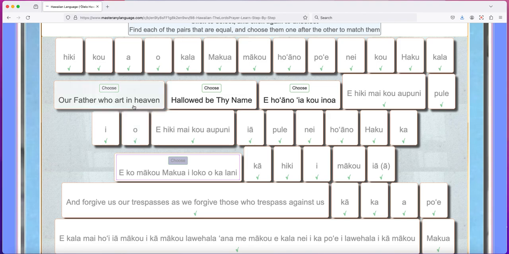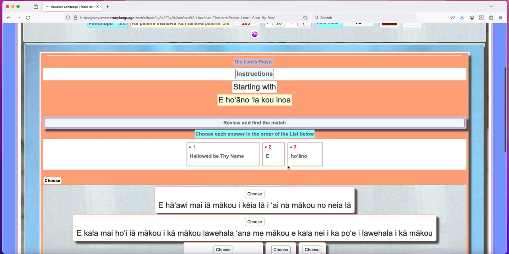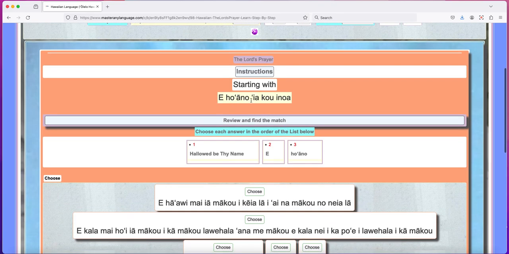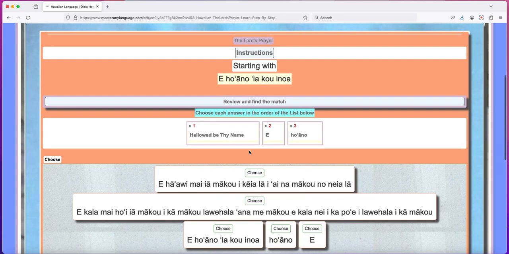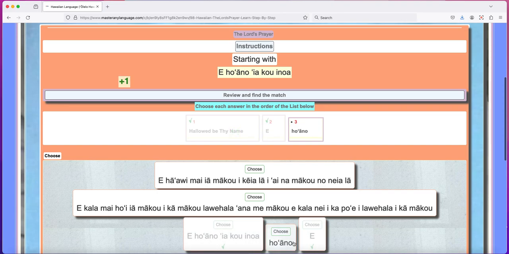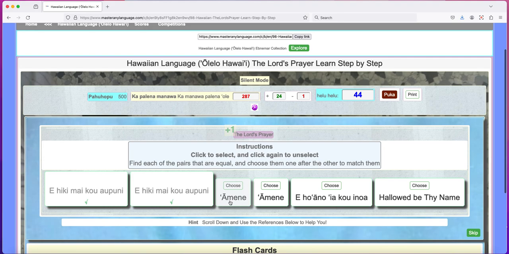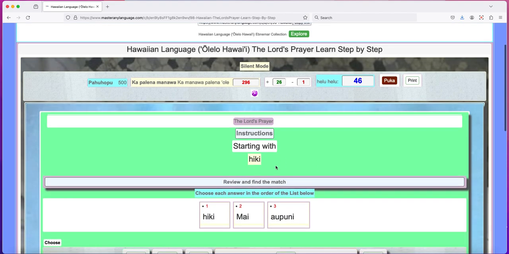E ko makua i loko o kalani. Okay. E ho'ano ya ko inoa. Hallowed be thy name. Okay, so now starting with e ho'ano ya ko inoa, and hallowed be thy name. Okay. E hiki mai ko aupuni. Amene. E ho'ano ya ko inoa. Hallowed be thy name. Okay.